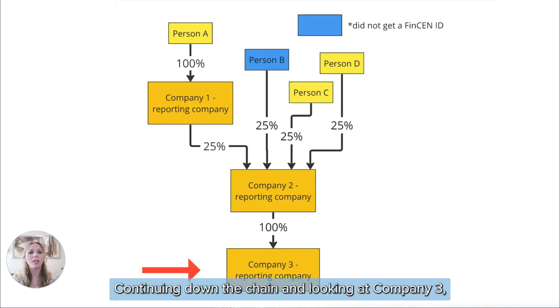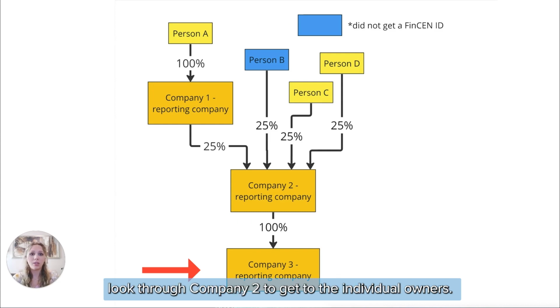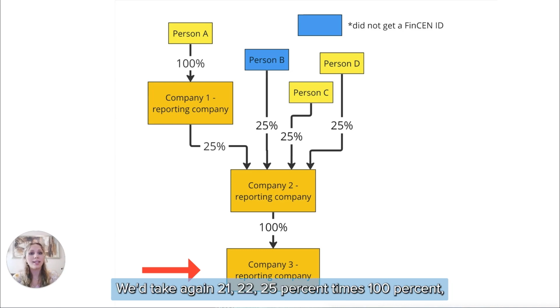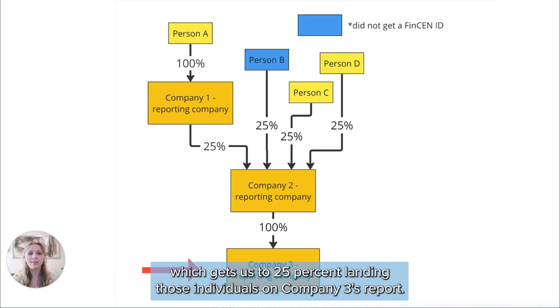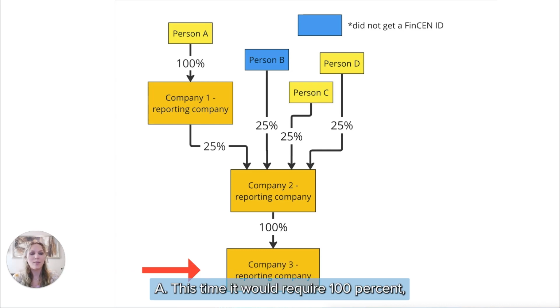Continuing down the chain and looking at Company 3, we can see that we'll need to do some multiplying, as we need to look through Company 2 to get to the individual owners. Tracing through Company 2, you can see that Person B, C, and D are the individuals we need to look at. We'd take again 25% times 100%, which gets us to 25%, landing those individuals on Company 3's report. You would also need to look through a second time to get to Person A. This time it would require 100% times 25% times 100% again, which gets us still at this 25% threshold.